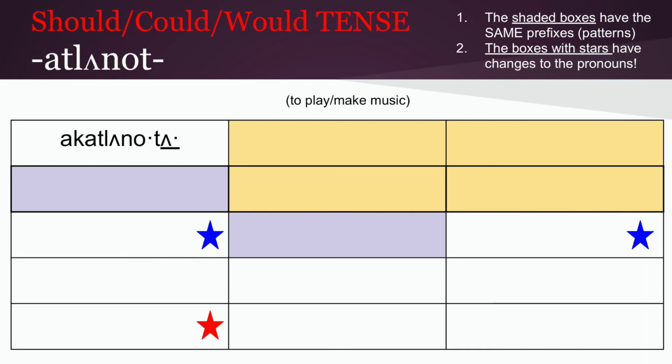Here is another chart. This one is for the should, could, or would tense. Again, you'll see the highlighted boxes, the ones in yellow. Those are prefix patterns. There's also two in purple. Those are exactly the same. So anything that has the same color means that it's the same exact prefix pattern. The stars mean that there are changes happening to the pronouns here. So the two blue stars mean that the same change to the pronoun is going to happen. The red star is a different change. Okay? Screenshot this and use it as a study tool.